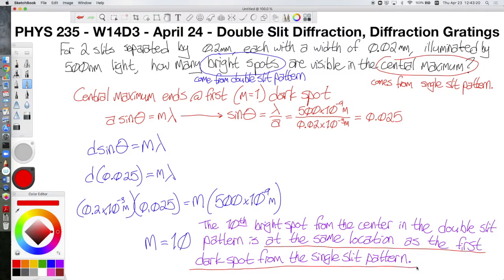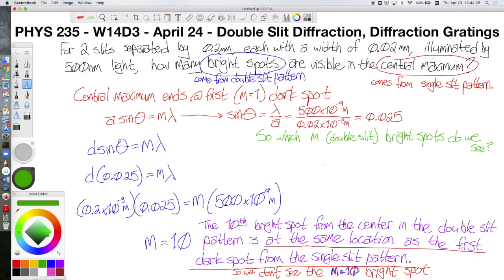Remember that the single slit diffraction pattern is our envelope function. So if our envelope function is at a zero, it doesn't matter that our sine wave underneath of it is at its maximum, because we're going to multiply that maximum amplitude by zero, the value of the envelope function at that point. So we will not see the m equals 10 bright spot. Just to be clear, this is the blue m equals 10, the one from the double slit pattern. So which spots do we see?